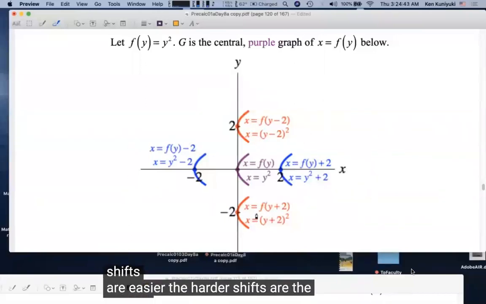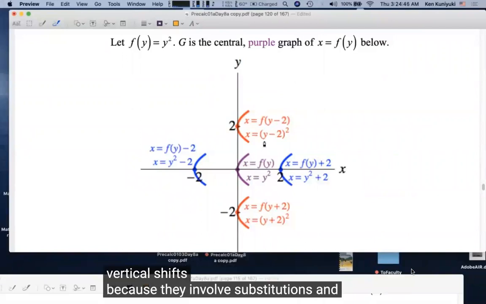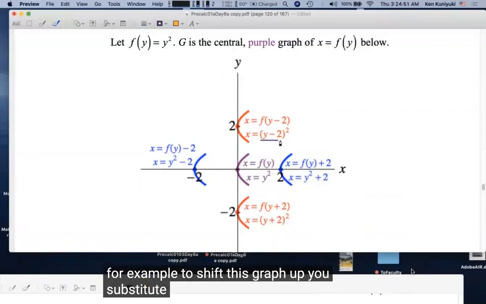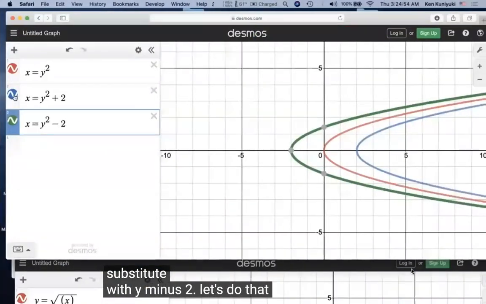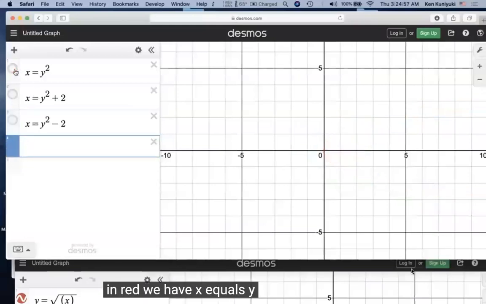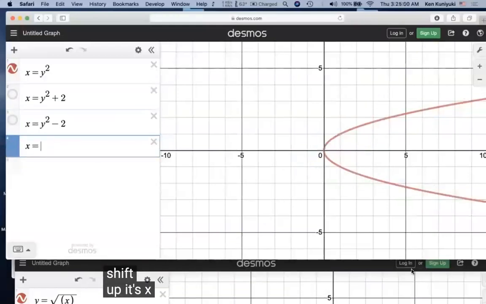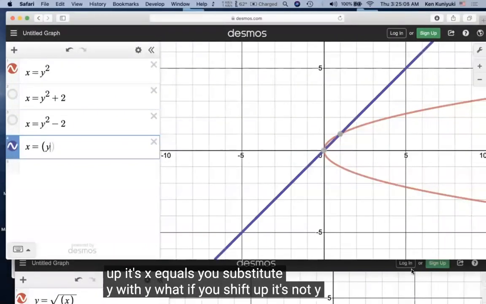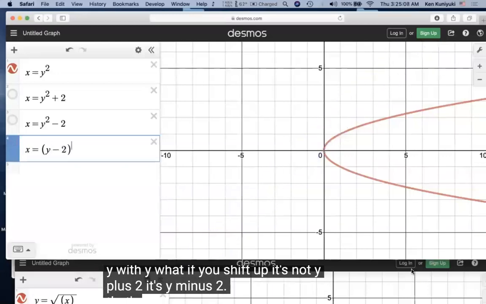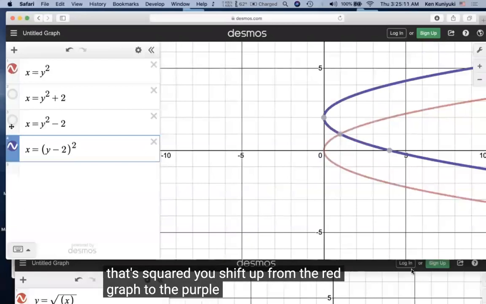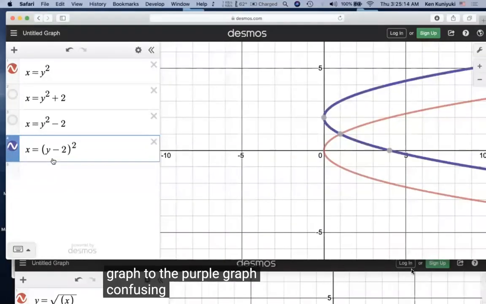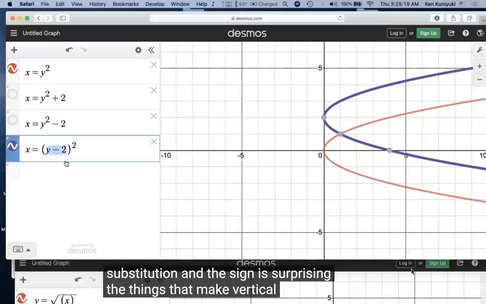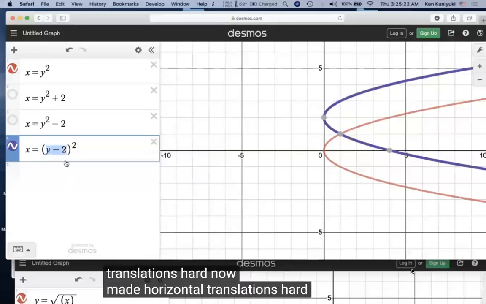The harder shifts are the vertical shifts because they involve substitutions and the sign surprise. For example, to shift this graph up, you substitute with y minus 2. Let's do that. In red, we have x equals y squared. To shift up, it's x equals, you substitute y with y what? If you shift up, it's not y plus 2, it's y minus 2, all squared. You shift up from the red graph to the purple graph. Confusing because it involves a substitution and the sign is surprising. The things that make vertical translations hard now made horizontal translations hard back in 1.4.